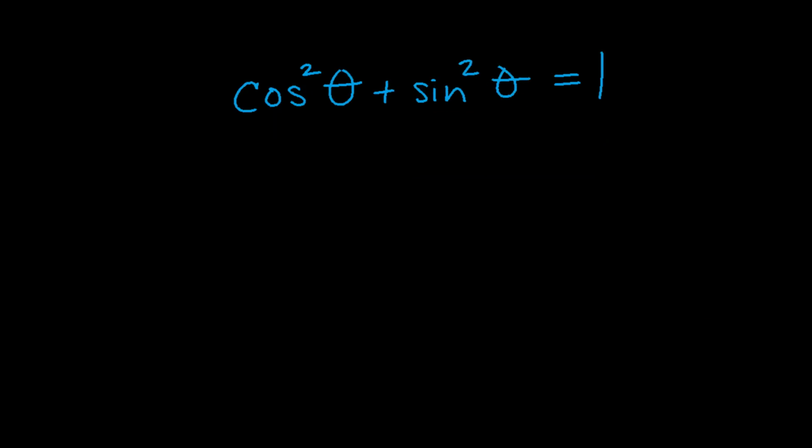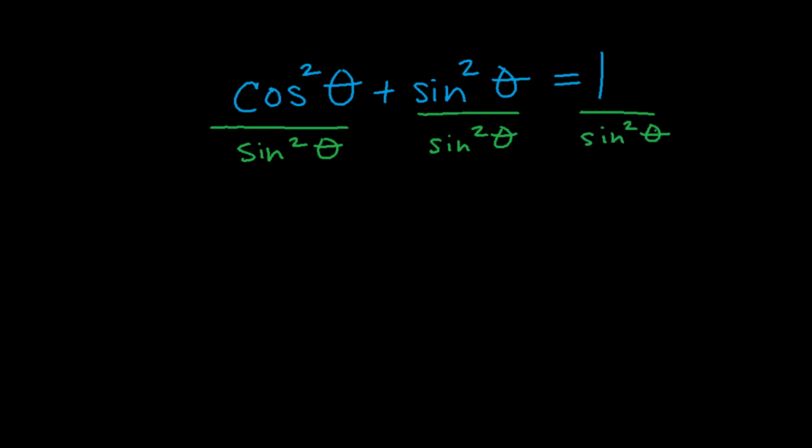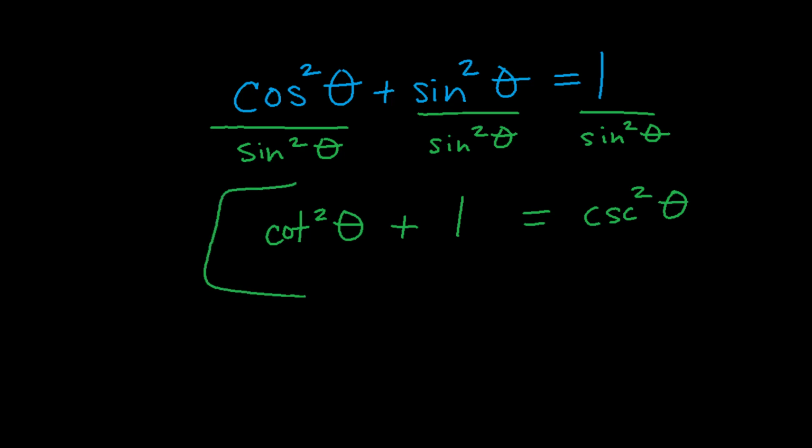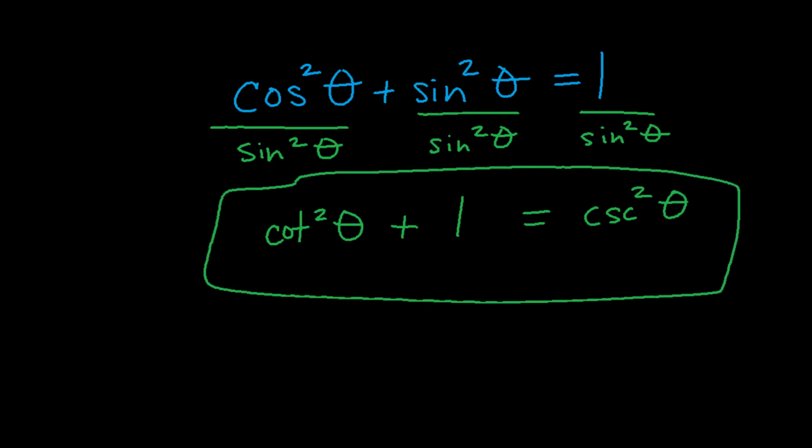Returning to our main Pythagorean identity, we can next divide every term by sine squared theta. This will lead to our third Pythagorean identity. Since cosine over sine is cotangent, the first term will turn into cotangent squared theta. Sine divided by sine is 1, so sine squared divided by sine squared theta is 1. And since 1 over sine is cosecant, 1 divided by sine squared theta is cosecant squared theta. This is the third of our three main Pythagorean identities.